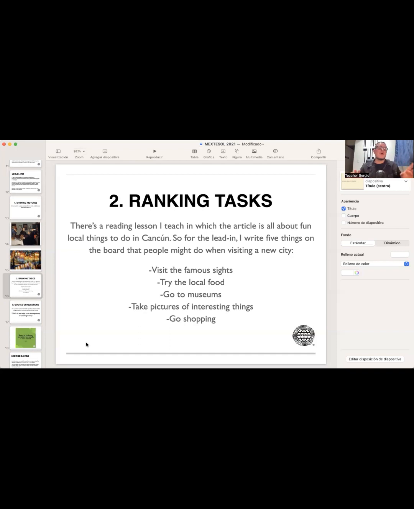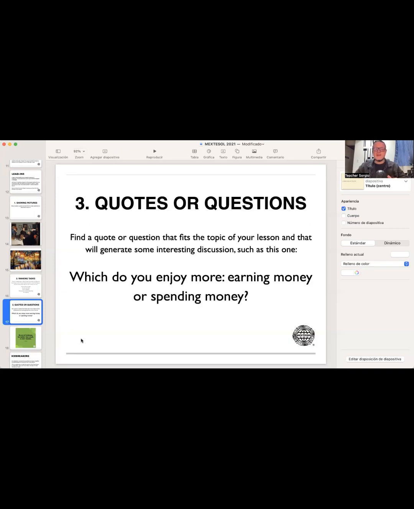If you are going to work on a listening that has to do maybe with visiting your friends, or deciding what type of present you're going to get for your friend's birthday, I mean, here the sky is the limit, right? And I would like to show you now this activity number 3, which is quotes or questions. In my elementary book unit number 9, I have a unit named money. And I always like to start by asking these questions.